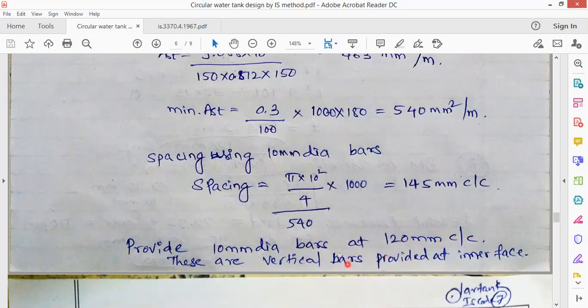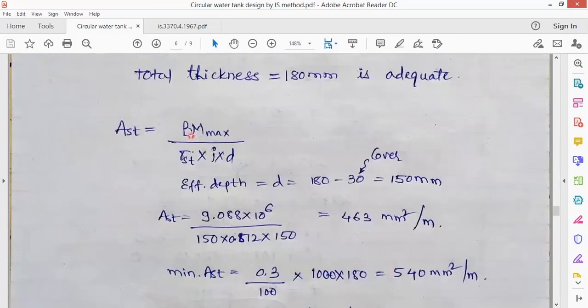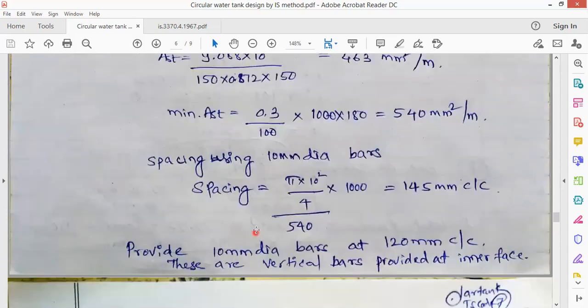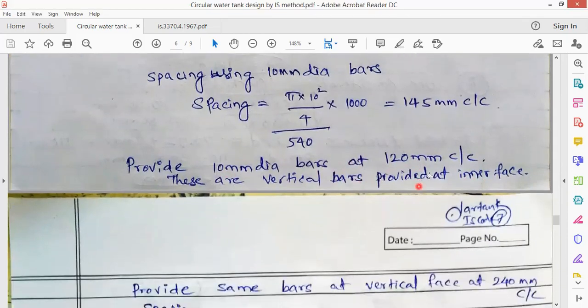These are vertical bars, because maximum bending moment means the first 1 meter height will be considered here. It is h by 4 or 1 meter, whichever is maximum that we are going to consider, and that particular height will be under this cantilever action, right? We have studied this. So for this cantilever action, we are going to provide vertical reinforcements, and they are to be provided at the inner face, means water face. So they are 10 mm dia bars at 120 mm center to center.